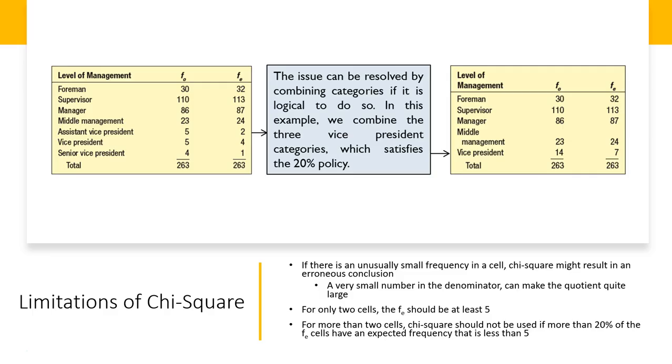When there is a small frequency in a cell or category, it results in too much weight being given to those categories. So when possible, we combine categories to resolve that problem. In this example of levels of management, we have 3 vice president cells that ended up being combined to create an expected frequency of 7.